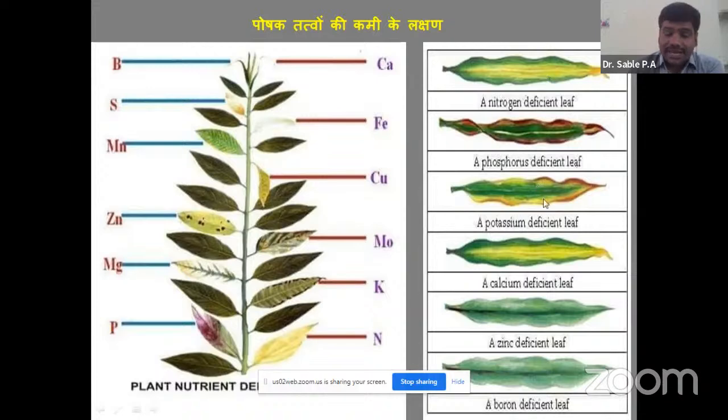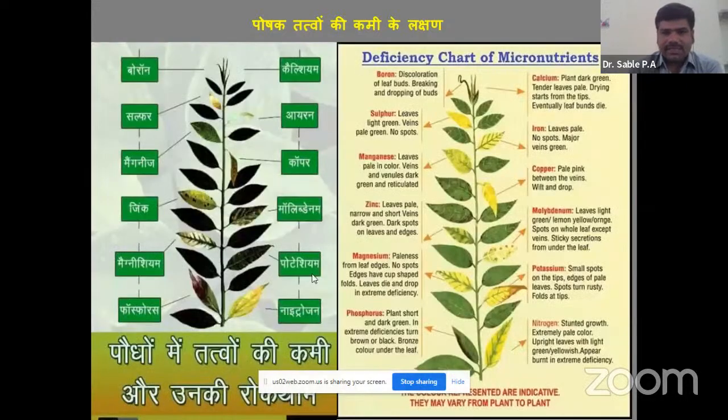These are the deficiency symptoms of NPK, macro and secondary nutrients. Likewise, you can see the same symptoms in the plant leaves when particular micronutrients or macro or secondary nutrients are absent or less. Here we can see the deficiency symptoms chart as well as the remedy. We will discuss it in further slides in detail.